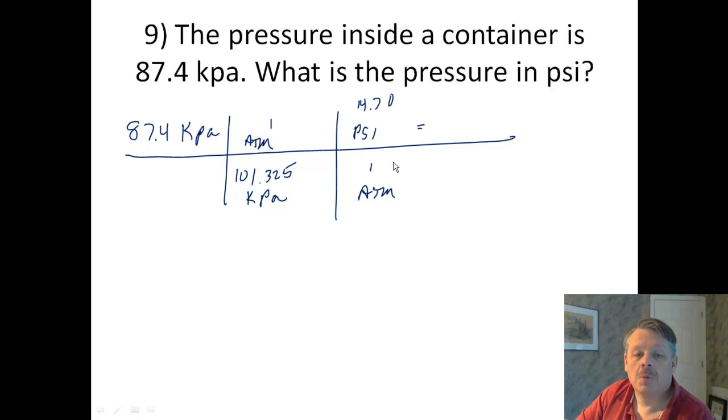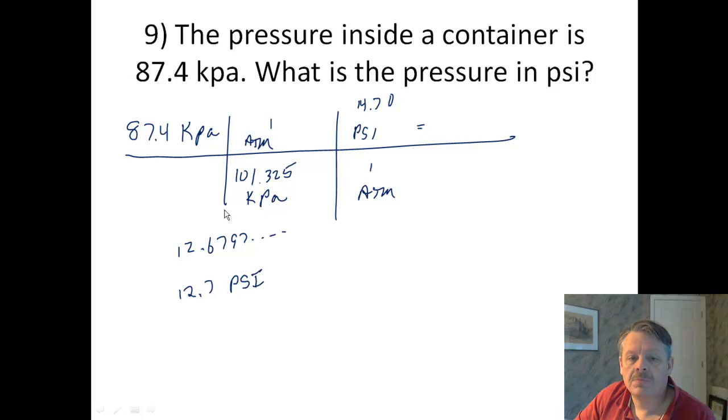And I multiply across the top, divide by the bottom, and I get 12.6797, 3 sig figs, 12.7 PSI. Notice my kPa cancel, my atmospheres cancel, I'm left with PSI. Okay. All right, number 10.